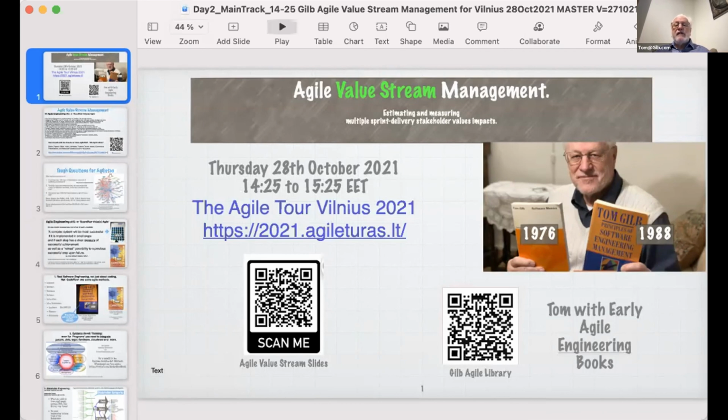Okay, so I'm going to focus on value stream management, but in the Agile sense. And here's a subtitle, I'll read it. Estimating and measuring. I'm a fanatic on software metrics. Multiple, meaning 10 qualities, 5 costs, etc. Sprint delivery, stakeholder value impacts. That's a real mouthful, isn't it? But study it, think about it. We'll go through it in the talk, okay?